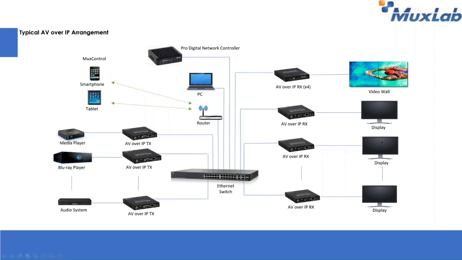And then the second rule is one decoder for every display. So every time I encode the signal to get it into the network, I need to decode it to get it out of the network. So one transmitter per source, one decoder per display. And you can make it as complicated as you want, but at the end of the day, that's all there is to it for AV over IP.